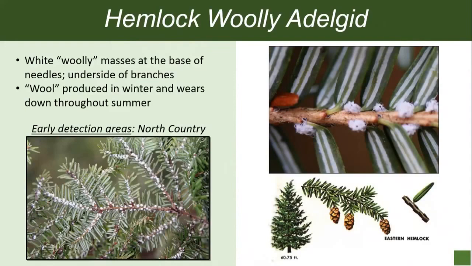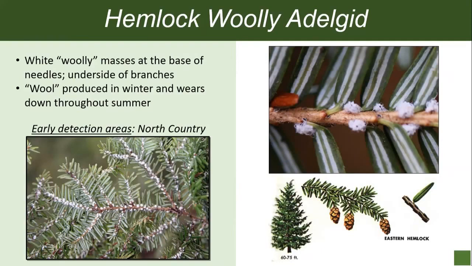Another important species to look out for is Hemlock Woolly Adelgid, commonly known as HWA. And some background on this species. Hemlock trees are a very important native tree in New York State, very important to our forests as well as to our water resources because they provide shade to streams. And so Hemlock Woolly Adelgid is an invasive insect that infests these trees and can kill them after several years.